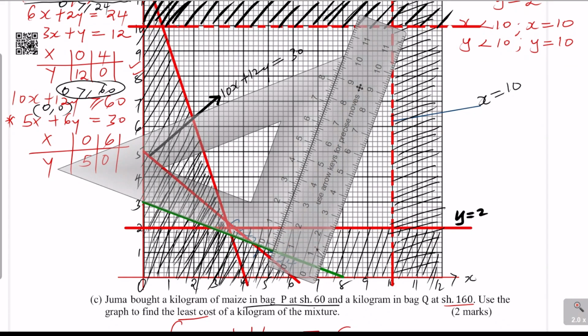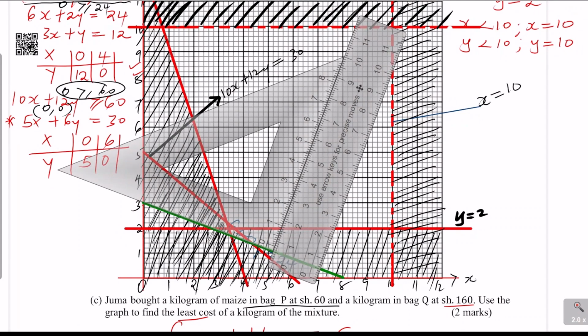Then you slide upwards. The first point that is going to be touched as you enter that feasible region, that required region, is the one that is going to give us the minimum value. So let us slide. From these, make sure you slide, and the first point to be touched as you enter that region gives us the minimum value, and it is there.